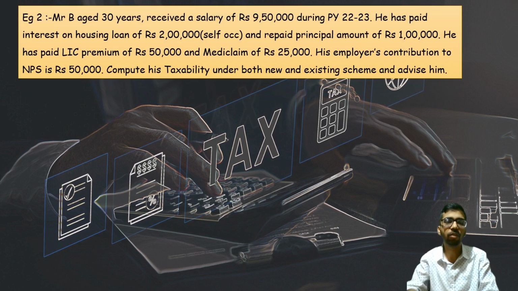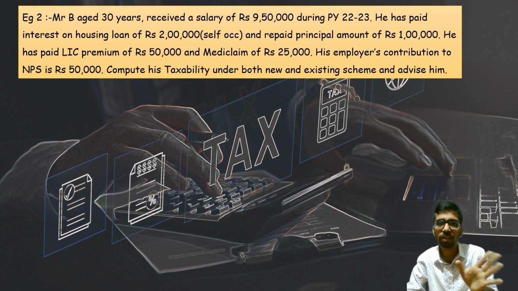Please watch this example, which is very interesting. Mr. B, aged 30 years, received a salary of 9.5 lakhs, same salary. During the previous year 22-23, he has paid interest on a housing loan of 2 lakh for a self-occupied property and repaid a principal portion of 1 lakh. He has also paid an LIC premium of 50,000 and Mediclaim, that is health insurance, of 25,000. His employer's contribution to the NPS, that is under Section 80CCD(2), is rupees 50,000. Compute his taxability and advise him accordingly.